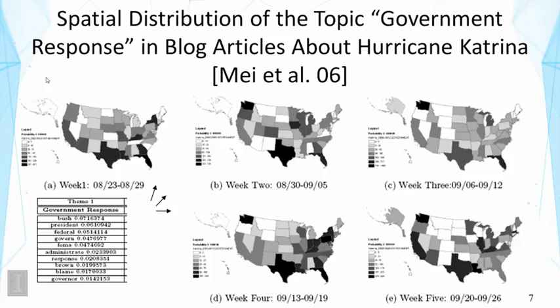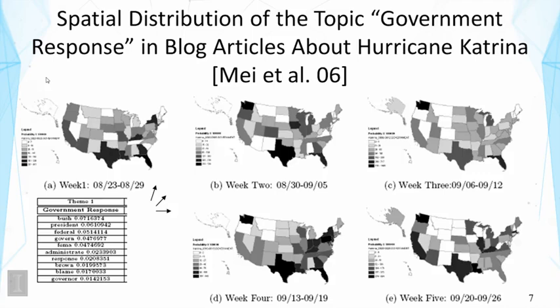Initially, it's covered mostly in the victim states in the south, but then gradually it spread into other locations. But in week 4, which is shown on the bottom left, we see a pattern that's very similar to the very first week on the top left. And that's when, again, Hurricane Rita hit the region. So such a technique would allow us to use location as context to examine variations of topics.